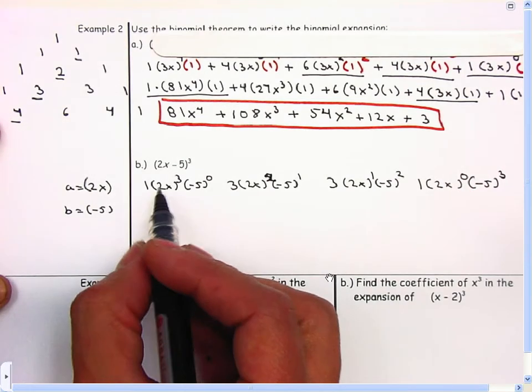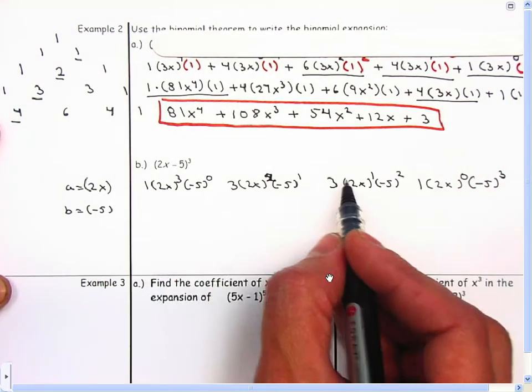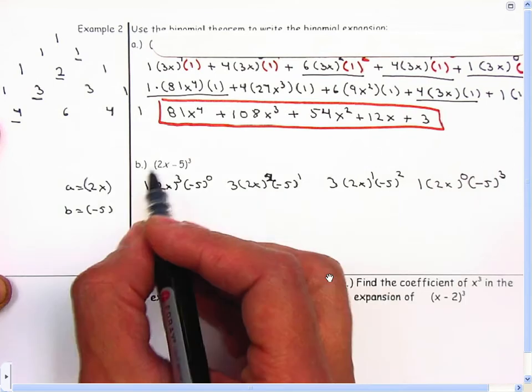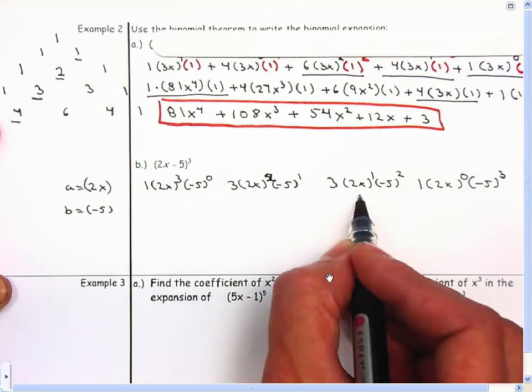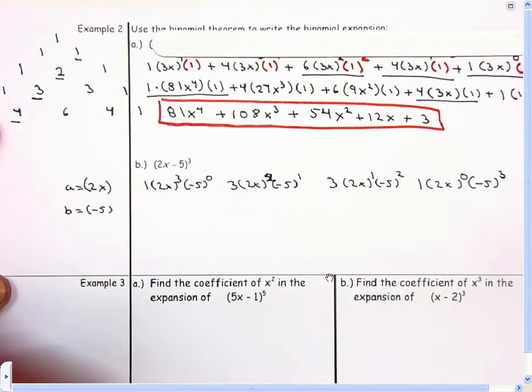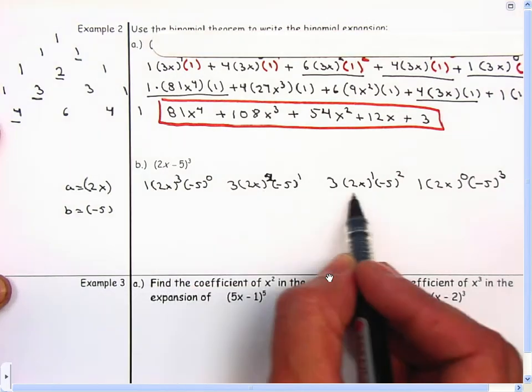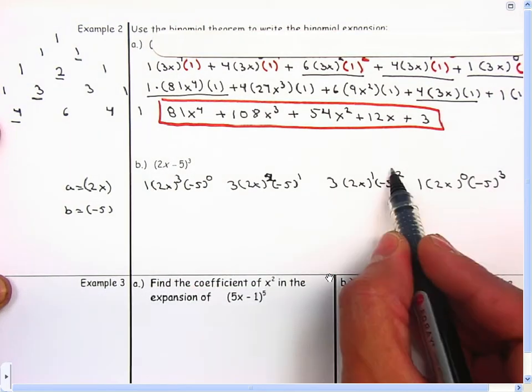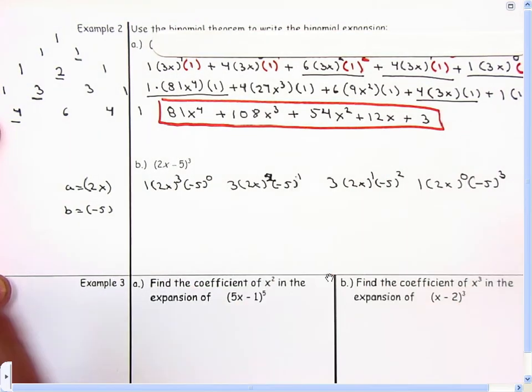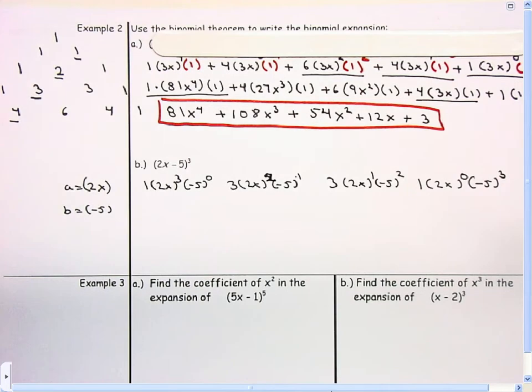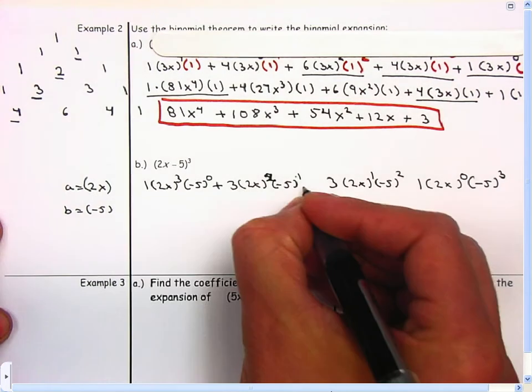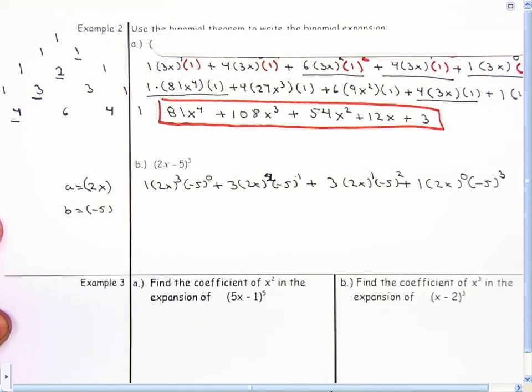Notice that the first one is to the third, to the second, to the first, and to the 0. The other one is 0, 1, 2, 3. Some students choose to go 3, 2, 1, 0, then 3, 2, 1, 0. Either way will be fine. Now we have a plus in between each of them, and we need to be able to simplify.